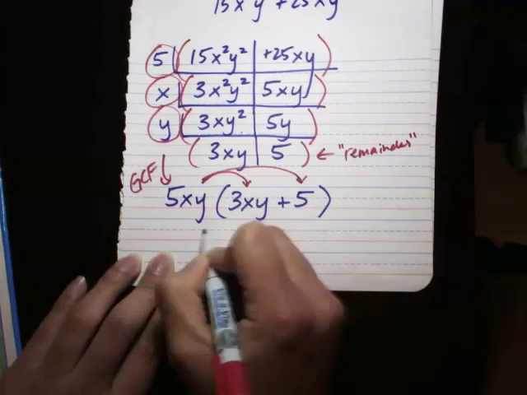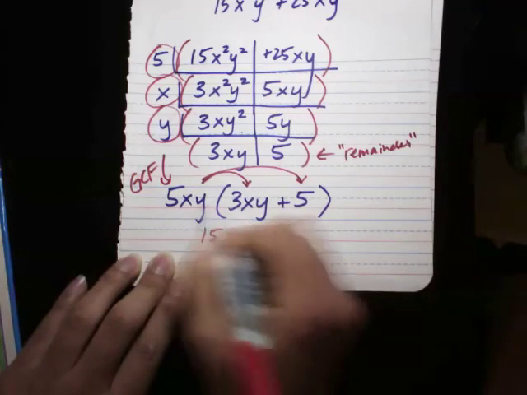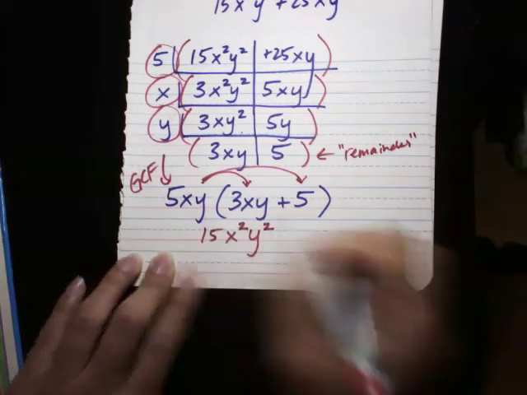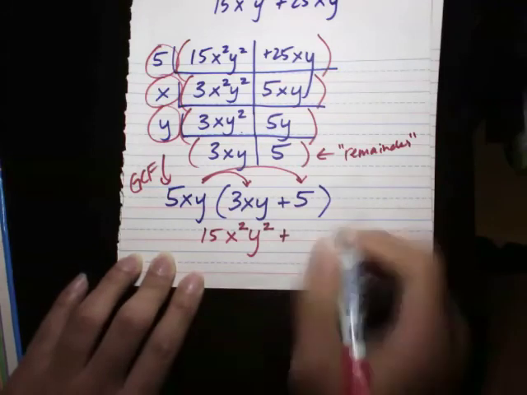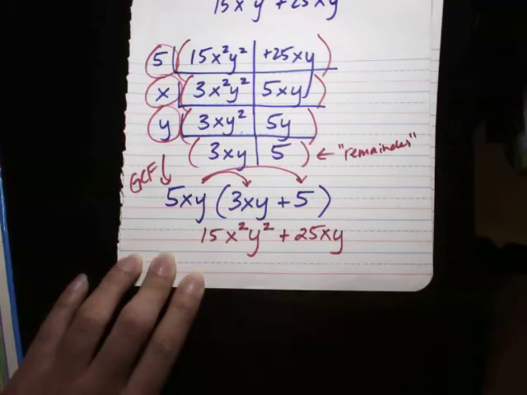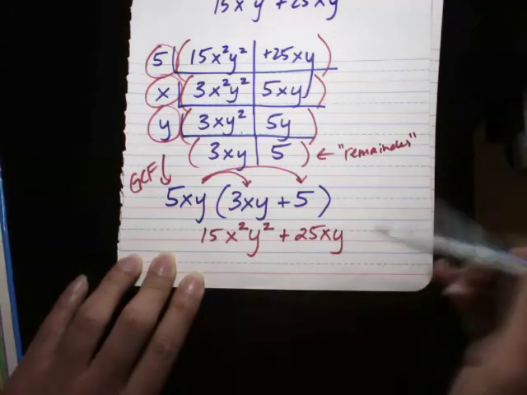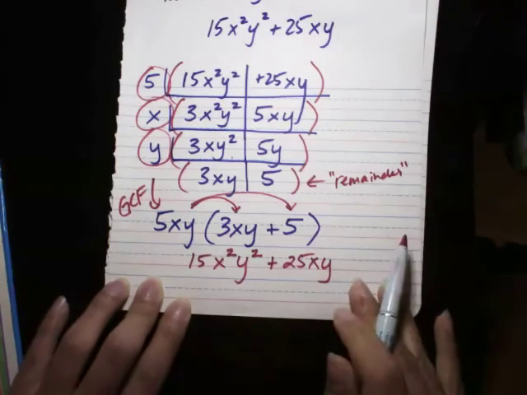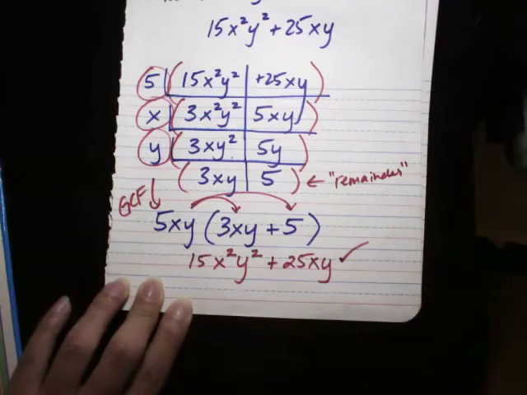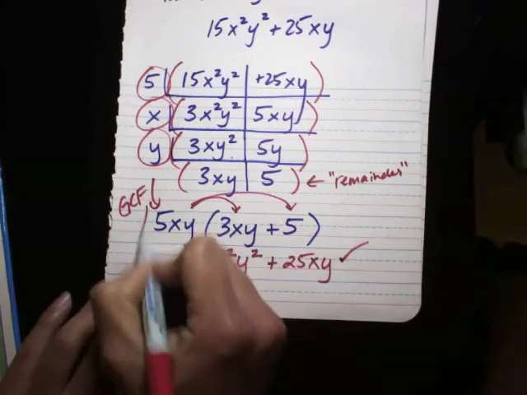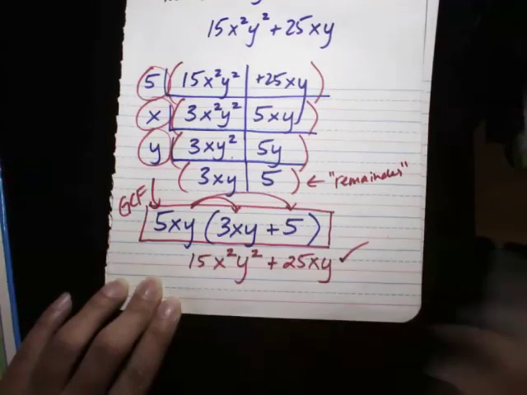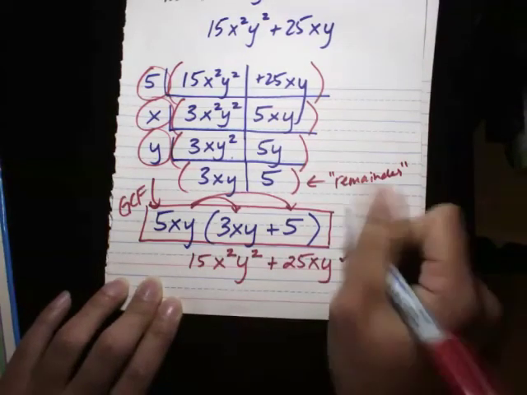5xy times 3xy will give me 15x squared y squared, plus 5 times 5 will give me 25xy. Let's see if our factors were right. Going back to where we started, it does match up, so it checks. When we are factoring, we're looking for the two factors that make up our product. So these two factors would be your answer.